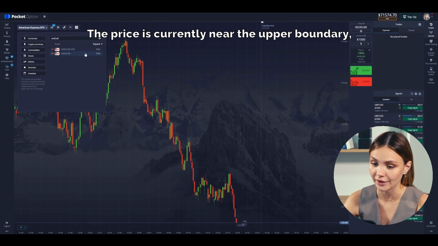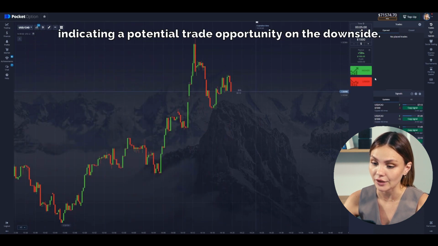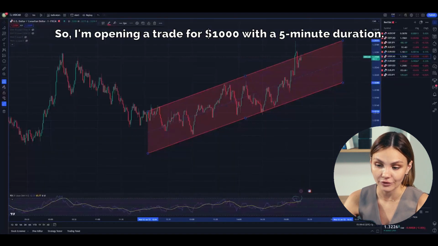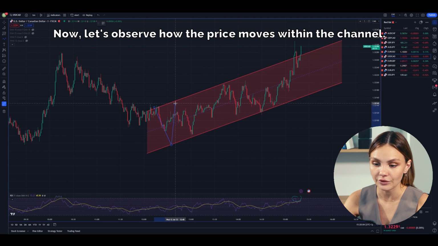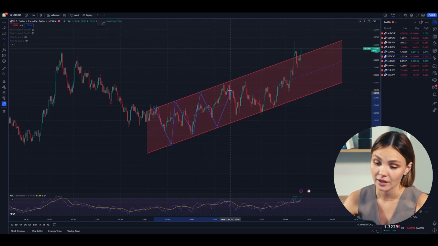The price is currently near the upper boundary, indicating a potential trade opportunity on the downside. So I'm opening a trade for $1,000 with a 5-minute duration. The channels are quite slow moving, so it's better to have some extra time. Now let's observe how the price moves within the channel. Everything seems to be as it should be.